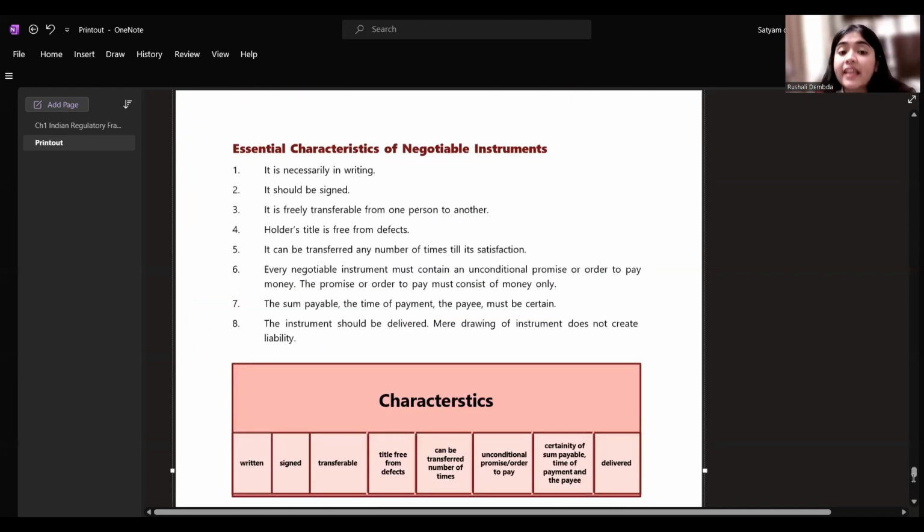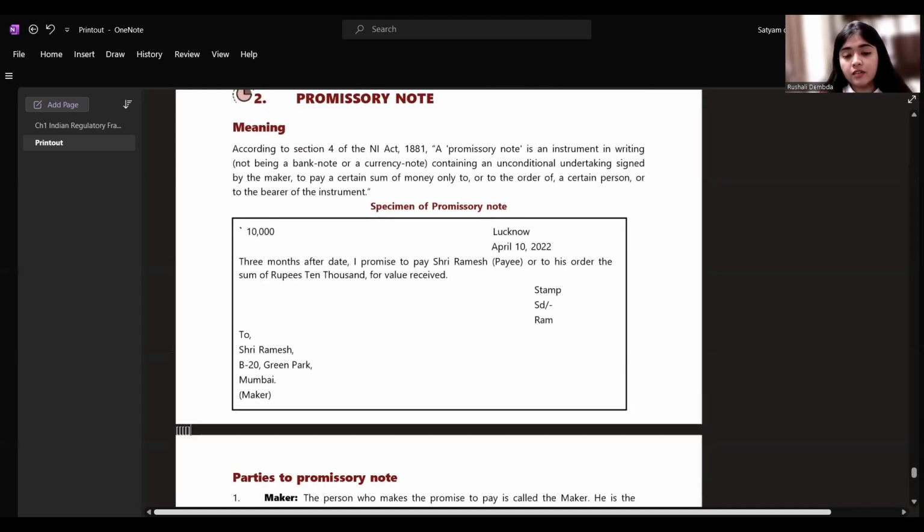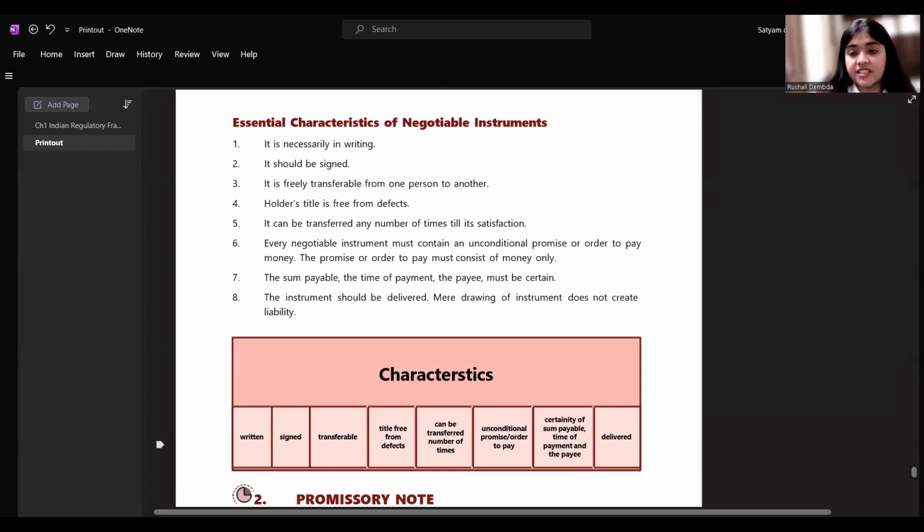Now, essential characteristics: what all things are important in negotiable instruments, right? It is necessarily in writing. It is compulsory that the negotiable instrument should be in writing. It should be signed. We should have the sign of the person who is giving the instrument. This instrument cannot be taken into consideration if it is not signed, right? So it is important that it is signed.